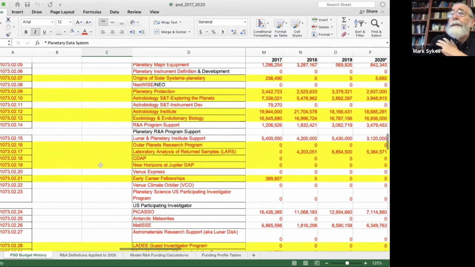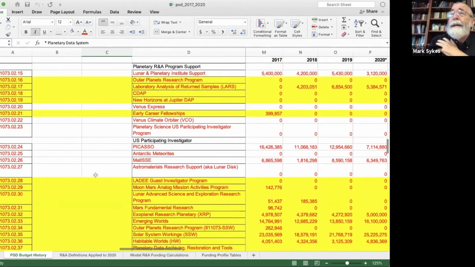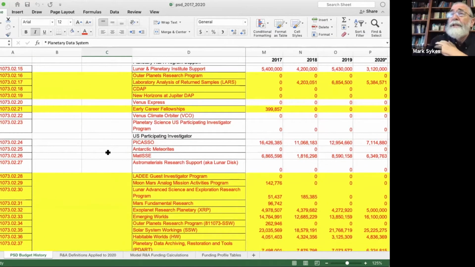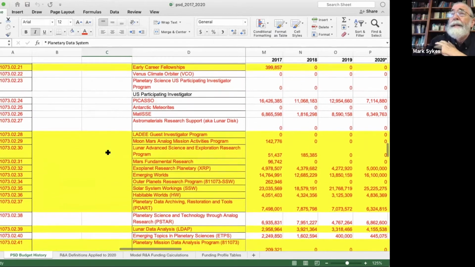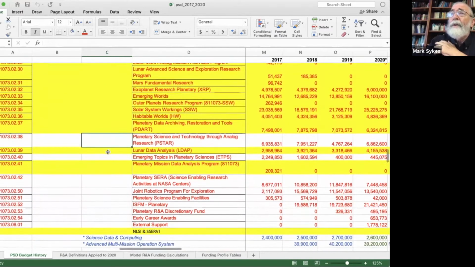And Venus Express, no money there, but it's a mission. And PICASSO, it's an instrument program, so not included. A bunch of programs here. So they're, like I said, all over the place.